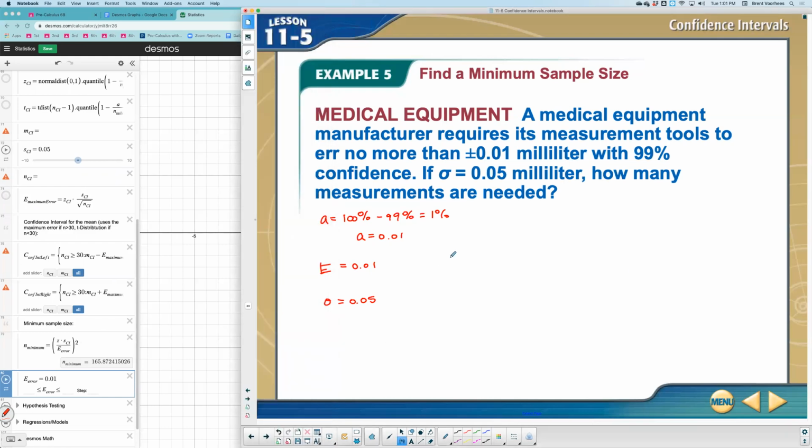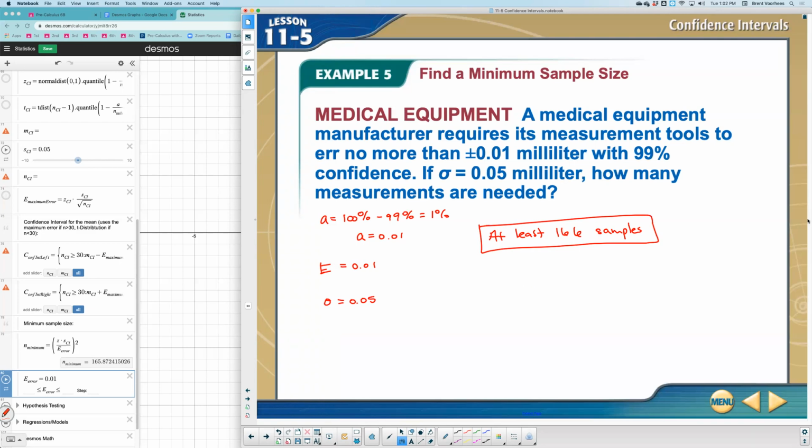Our answer here is that we need at least 166 samples. Truthfully, we'll usually be rounding that to a whole number, because if it's a sample size, usually we count wholes. I don't know many samples where you could have 3.5 samples, but for the most part, that's a whole number. And so I'll say at least 166 samples.